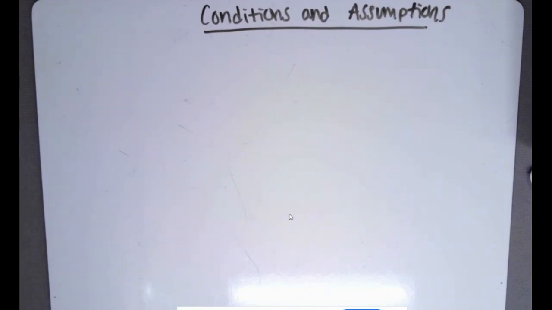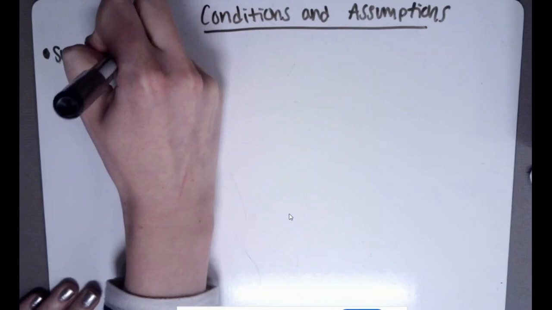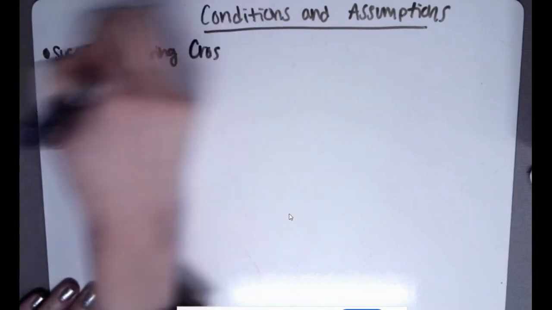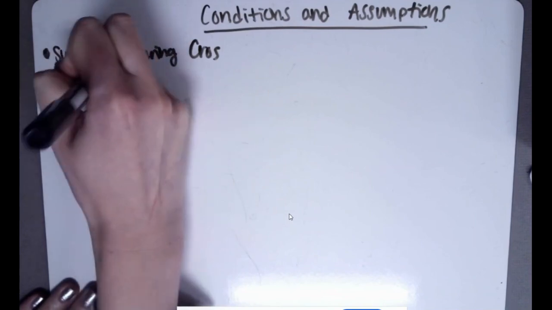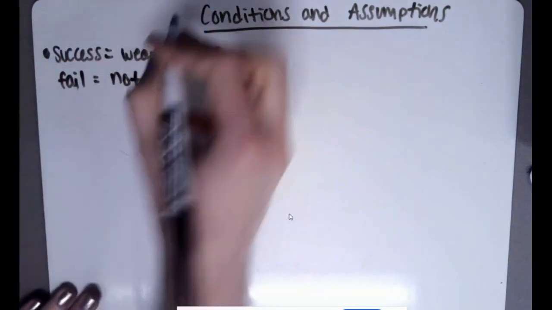So before we go any further with the problem, there are some conditions and assumptions that we need to check. First of all, if we are calculating sample proportions, we want to make sure that we're doing this in a binary context with a success and failure that we can define. So in this case, we'll say that our success is that a student is wearing Crocs today, and our failure is that a student is not wearing Crocs today.